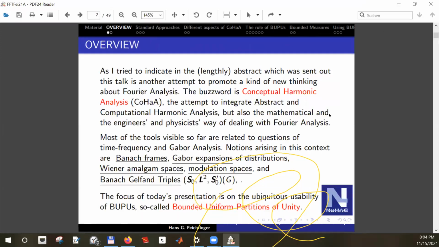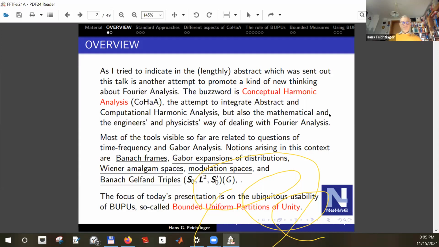The idea of conceptual harmonic analysis is essentially to integrate the different branches of harmonic analysis, most of all abstract harmonic analysis and computational harmonic analysis. I would say abstract harmonic analysis emphasizes the analogies between different groups and says whenever you have a group, you have a dual group, the functions living on the group have their Fourier transform on the dual group, convolution goes to multiplication and so on.